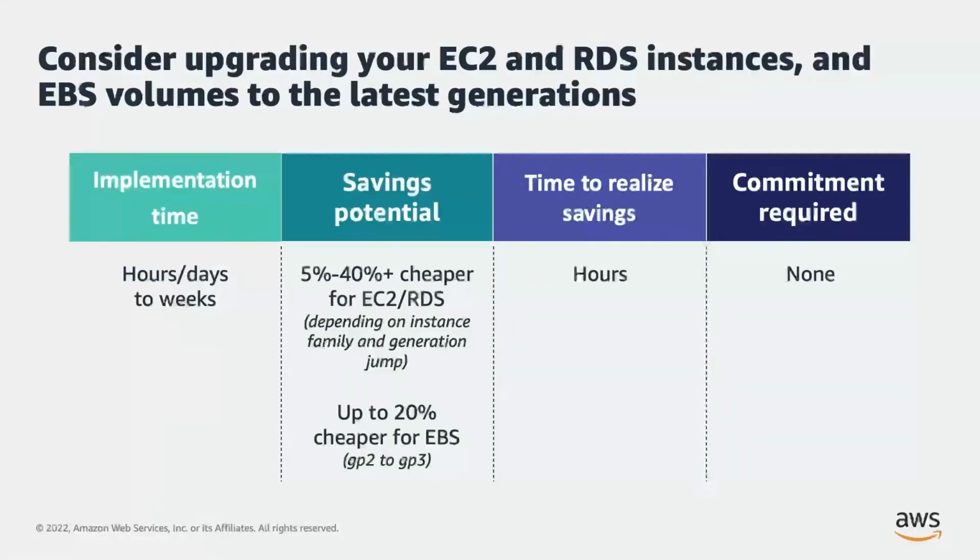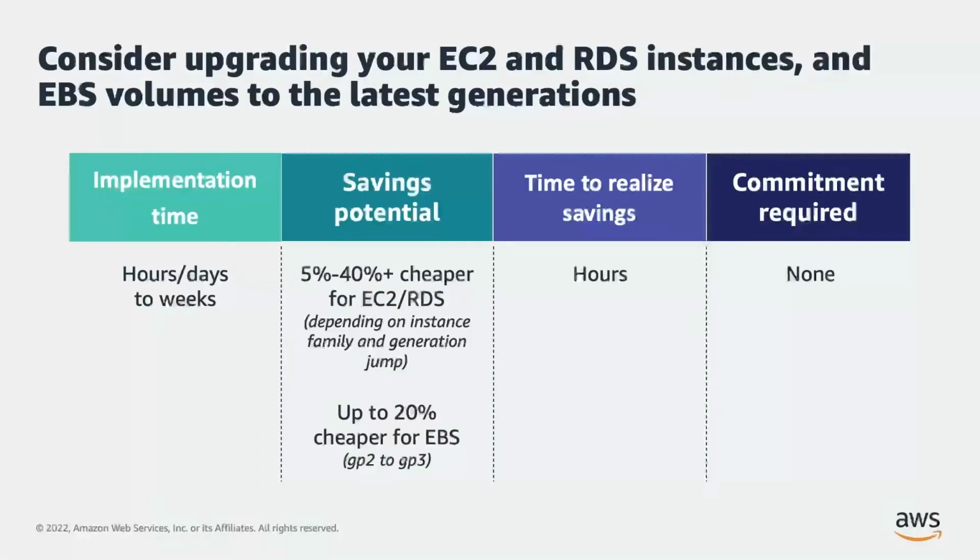The EC2 and RDS instance upgrades can provide anywhere between 5 and even beyond 40% discount compared to on-demand prices. So obviously, the larger the jump, the more discount you can achieve, as the latest generation ones have the higher discount.